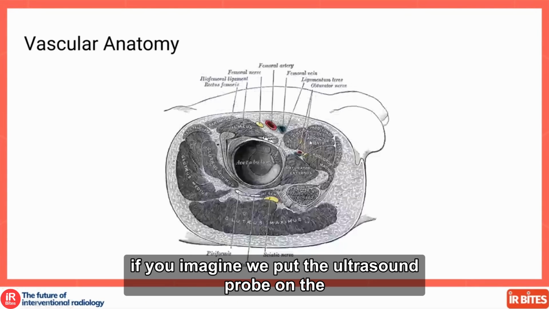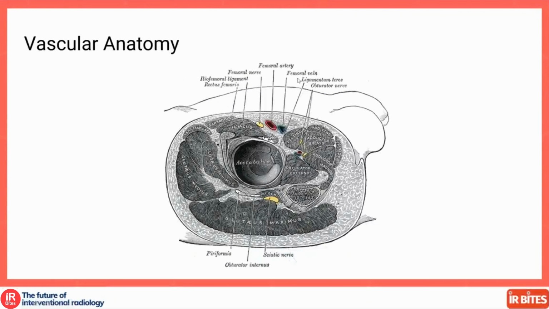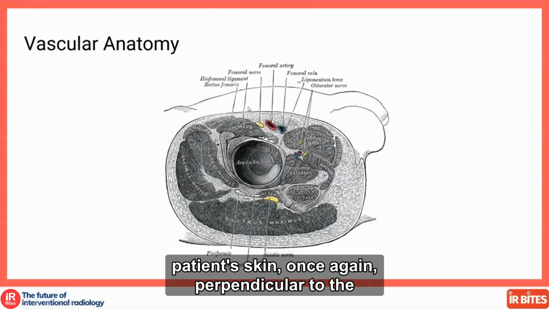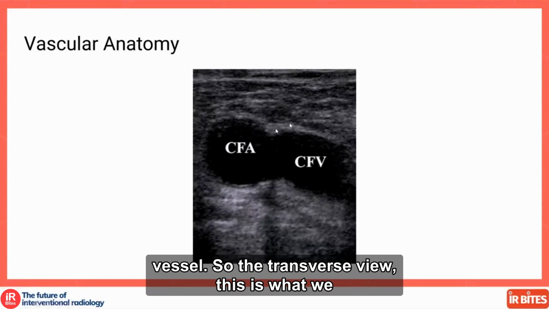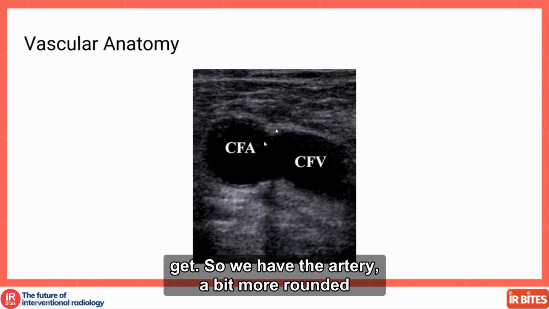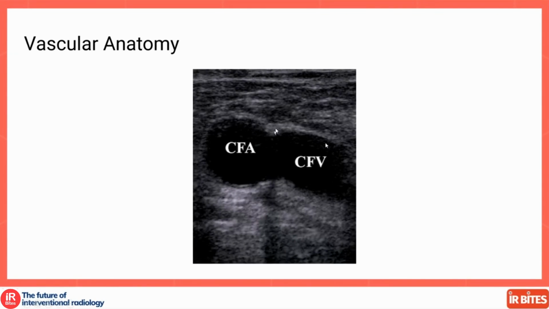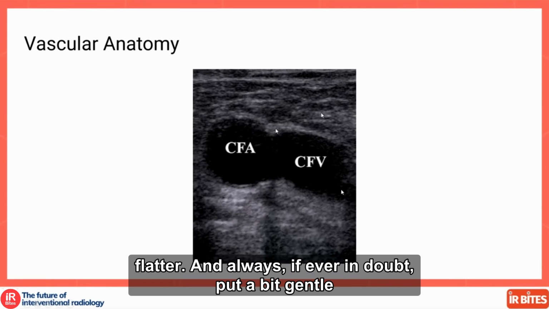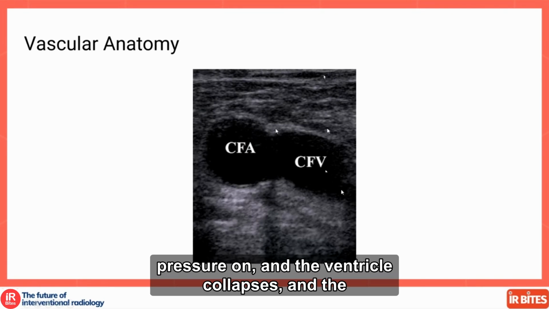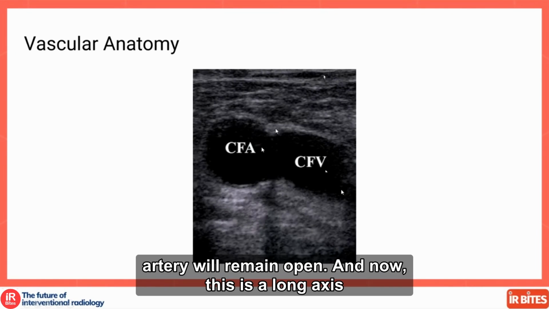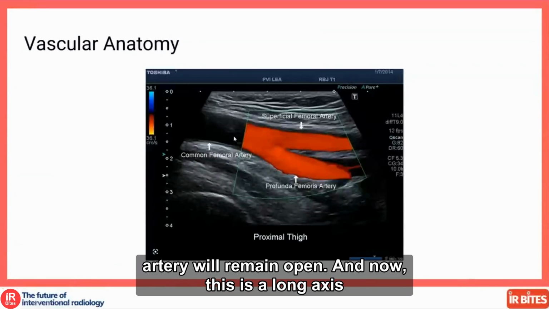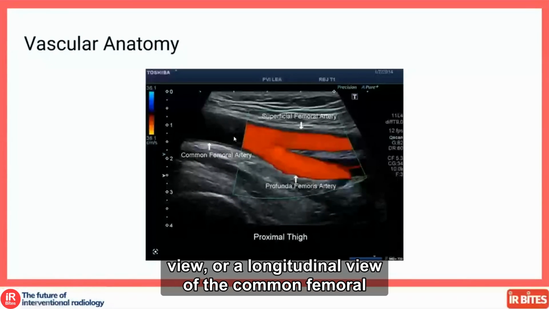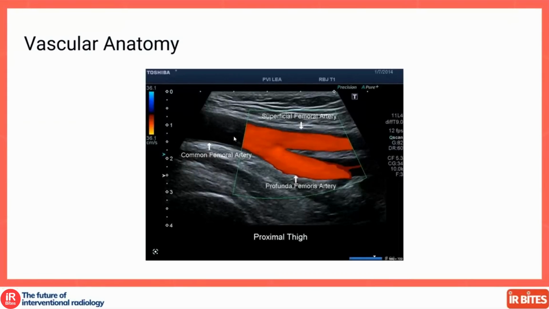Now, if you imagine we put the ultrasound probe on the patient's skin, once again perpendicular to the vessel, so the transverse view, this is what we get. We have the artery, a bit more rounded, and the common femoral vein looks a bit flatter. Always, if ever in doubt, put a bit of gentle pressure on and the vein collapses and the artery will remain open.